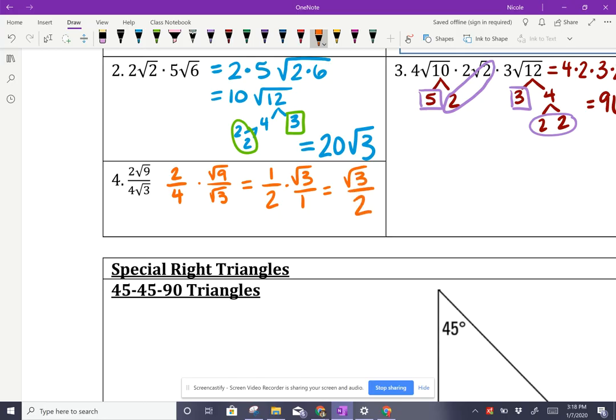So the stuff inside your radicals, divide those from each other. The stuff on the outside, you divide those together. And then put it all together in either a fraction, or if it ends up being a whole number, great, that works too.